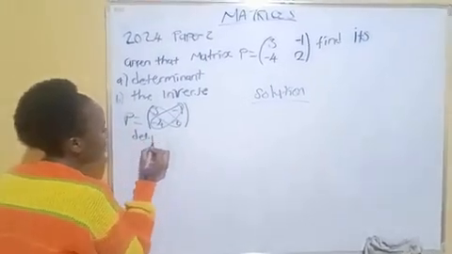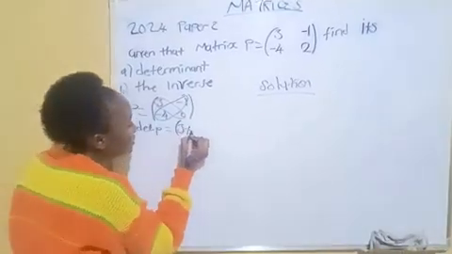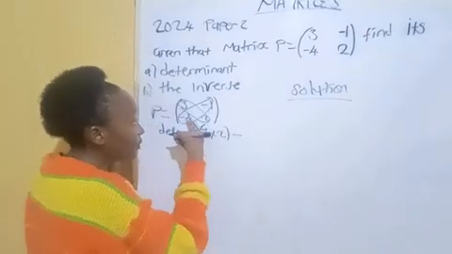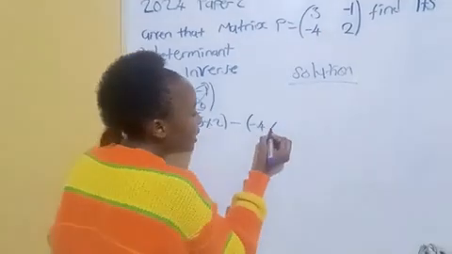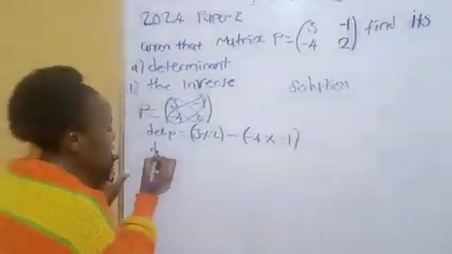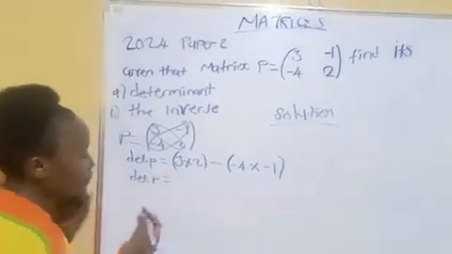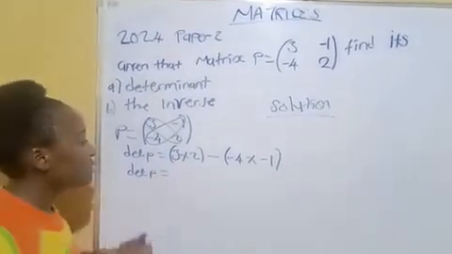determinant P is equal to, you open brackets, 3 times 2, you close, minus those that are in the minor diagonal, open brackets, -4, the way it is, times -1, close brackets. Again, you write determinant P is equal to, you can punch that on your calculator, 3 times 2, it is 6.